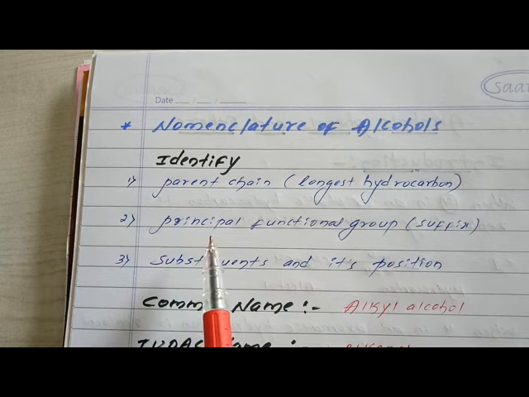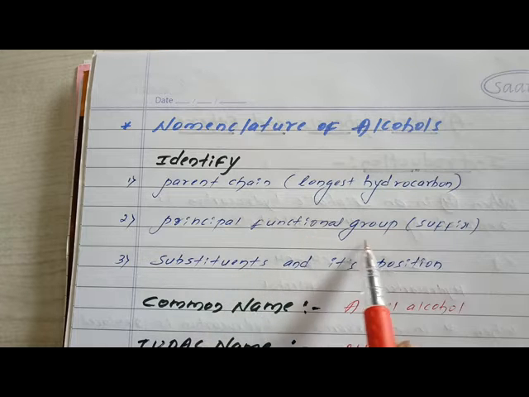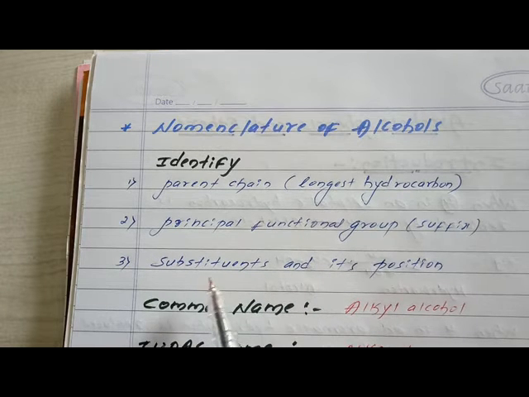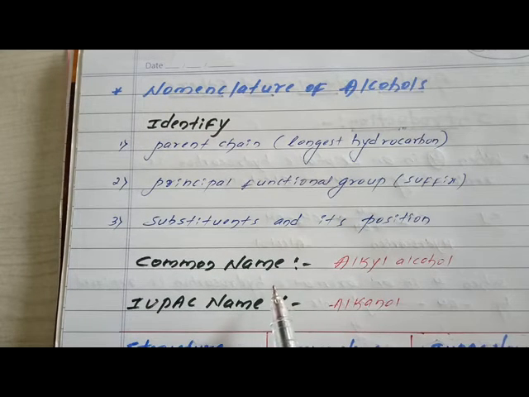The second one is the principal functional group present in that compound, and it is called the suffix. And the last one is whether any substituent is present and what its position is. So we need to identify these three things while naming the alcohols. There are two systems for naming alcohols. The first is the common name, in which we write it as an alkyl alcohol, and in the IUPAC name we write it as an alkanol.